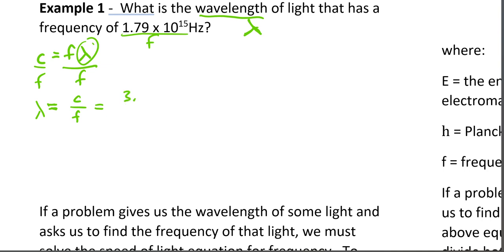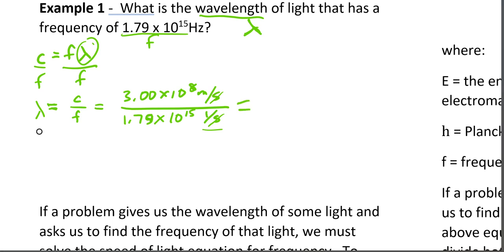So lambda equals speed of light divided by frequency. So that's 3.00 times 10 to the 8th meters per second divided by 1.79 times 10 to the 15th per seconds. I chose to use per seconds here instead of hertz because then you can see that seconds will just cancel. And now it's a matter of putting it into our calculator.